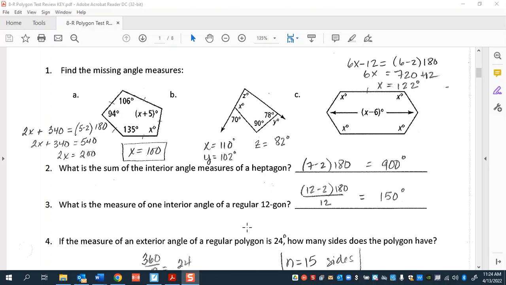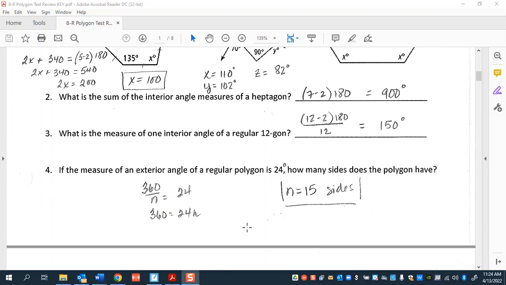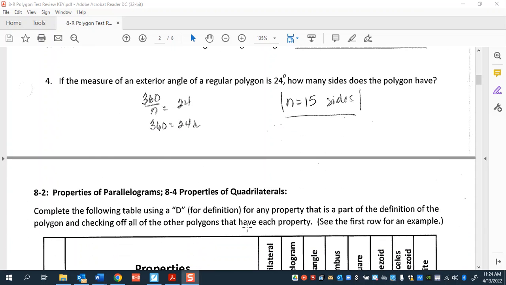Check your answer for 2 and 3 and 4. Anybody want to talk about any of them?